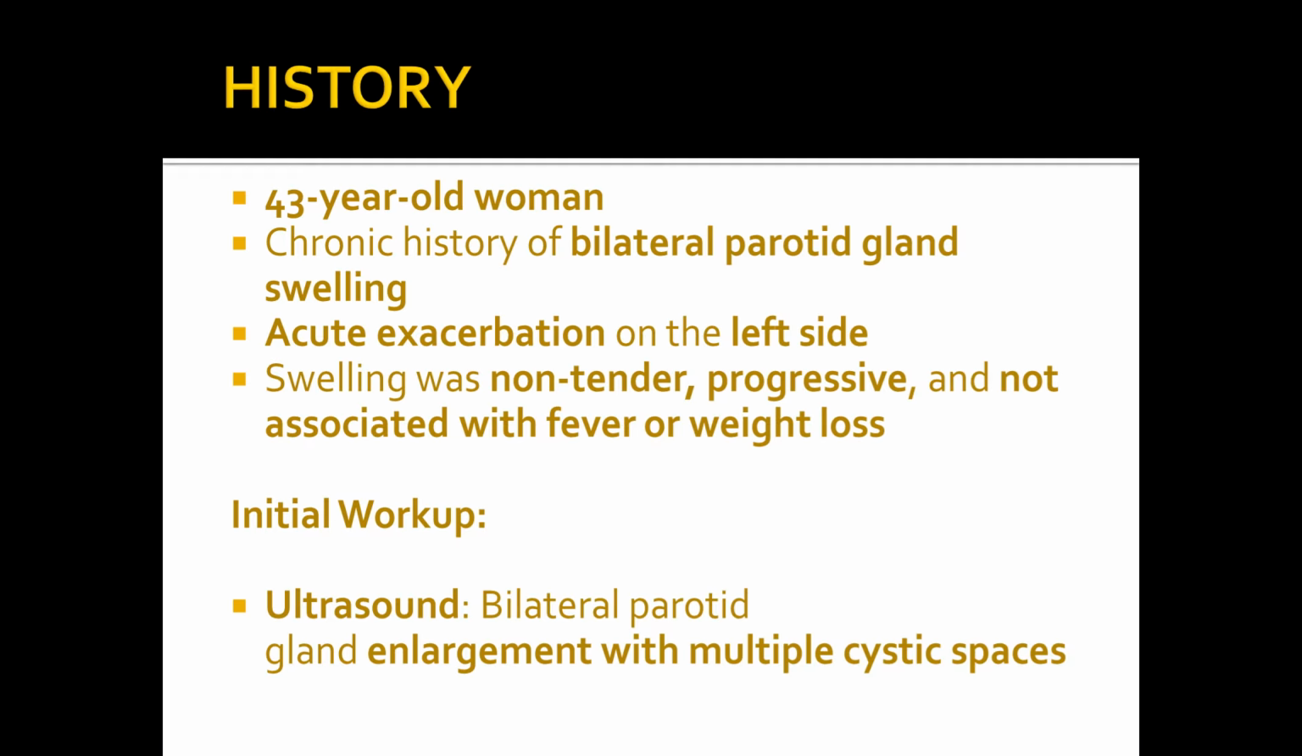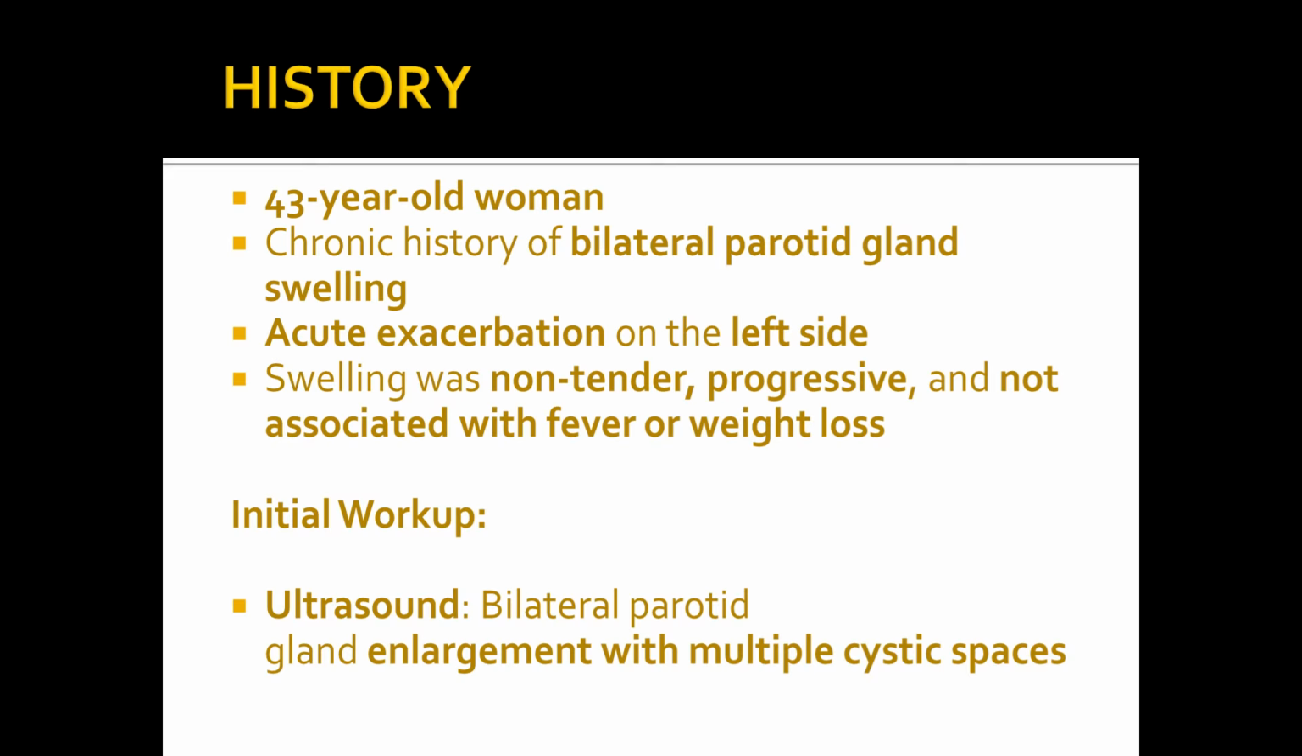So, this is a 43-year-old woman with a chronic history of bilateral parotid gland swelling. She gives episodes of acute exacerbation on the left side. The swelling was non tender, progressive, not associated with fever or weight loss. Initially, an ultrasound was done, and in the ultrasound, bilateral parotid gland enlargement with multiple cystic spaces were seen.